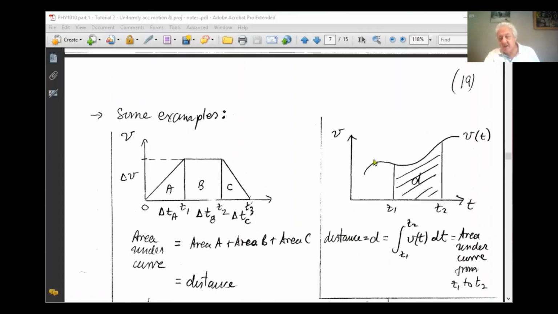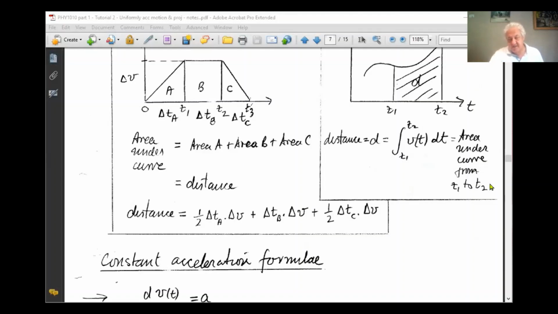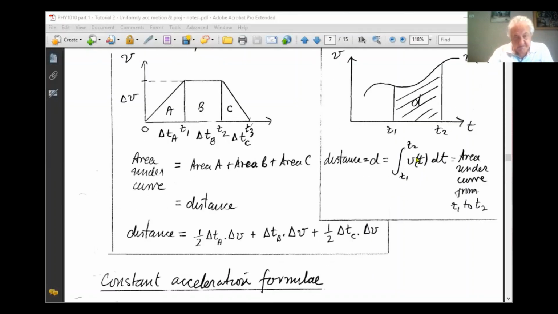When you're considering a varying velocity, in other words, we have an acceleration which is varying, then the area under the curve still gives the distance covered, but this time we need to use calculus. We need to know how the curve varies with time, so we need to know the velocity as a function of time. Then we need to use calculus to calculate the area in this interval, and this again will give us the distance. Again, you won't understand this until you've done calculus. But this one, of course, is something that should be straightforward for you.